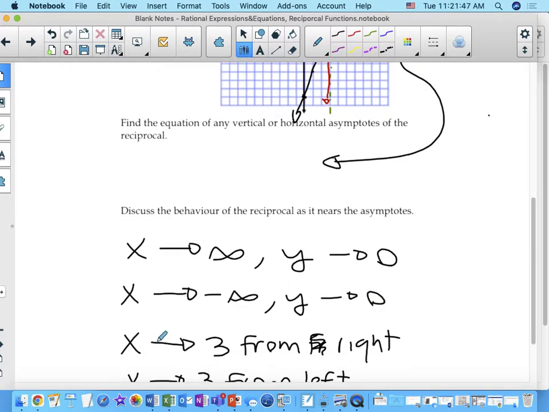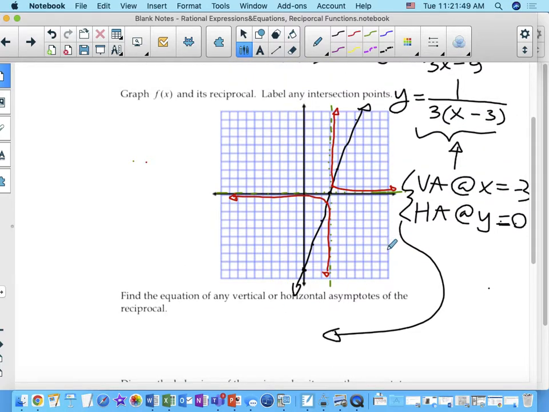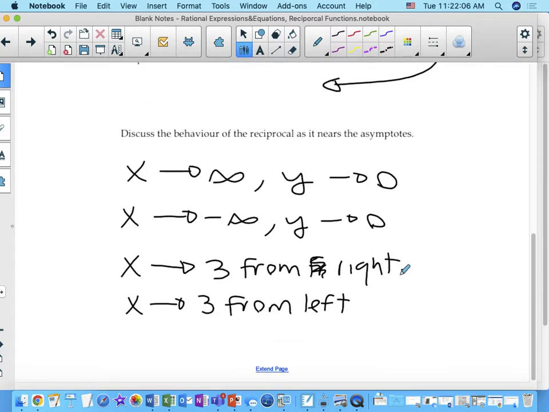Now, what happens when x approaches 3 from the right? What's happening to the function? It's approaching infinity. And what happens as x approaches 3 from the left? Approaches negative infinity. Now, this is not always the case. Sometimes these are reversed. Sometimes they both approach infinity. Sometimes they both approach negative infinity. And we'll see examples of that as well.